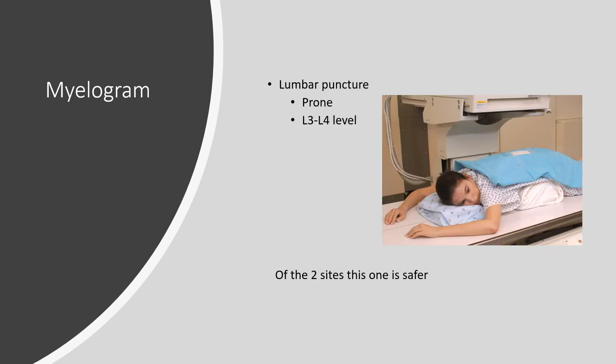Lumbar puncture, the patient is usually prone. They're going to enter at the level of L3, L4. Of the two sites, this is the safer one. For a lumbar myelogram, the patient should be placed in a prone position on the table with a pillow at the head, and if the doctor allows, often a positioning sponge or a pillow is placed underneath the abdominal area so you can flex the spine to help stabilize the patient and prevent movement.